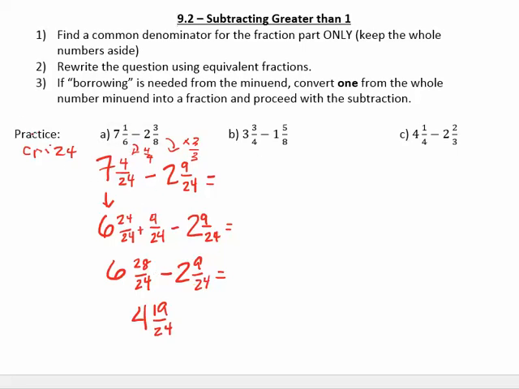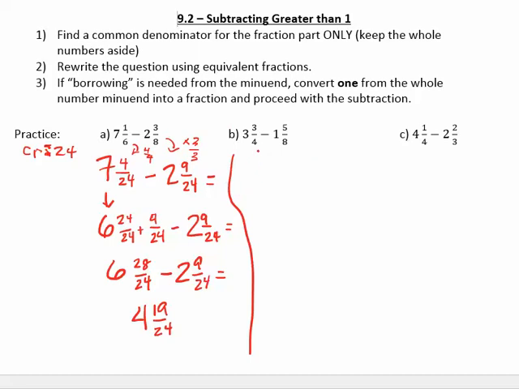So let's try out the second and the third examples involving the borrowing. Sometimes I might not need to borrow. If it looks like the two fractions I'll subtract nicely without any problems, then I don't need to borrow at all. So pause the video, try out these two examples, and then we can check them together.